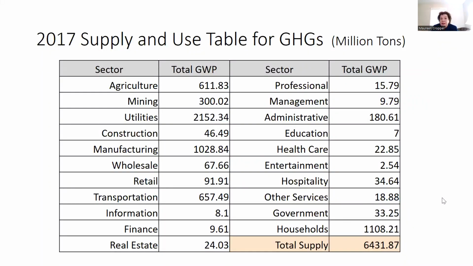These are ones emitted in 2017. And what's been done here is to report not just CO2, but methane, nitrous oxide, weighted by their global warming potential. So the total here in terms of CO2 equivalent is 6.4 billion tons. And if we look at the big emitting sectors, we should start with utilities, manufacturing, households. You add these together and they're about 2/3 of the 6.4 billion.